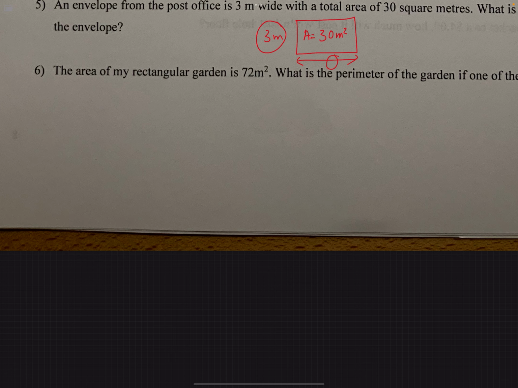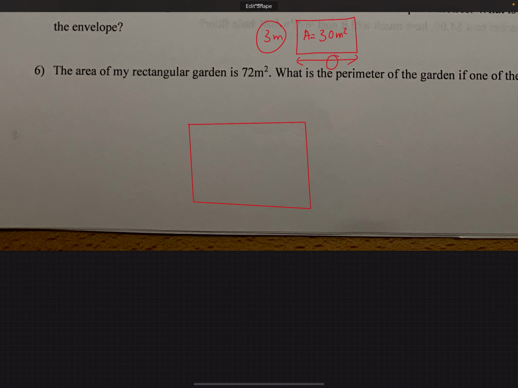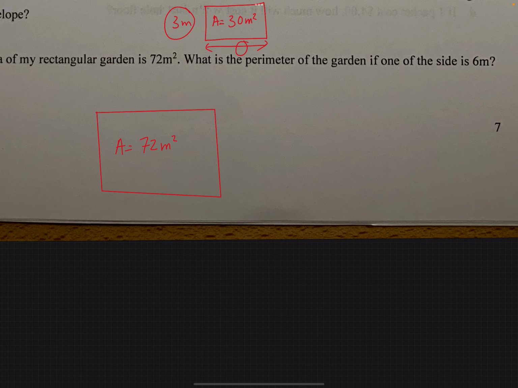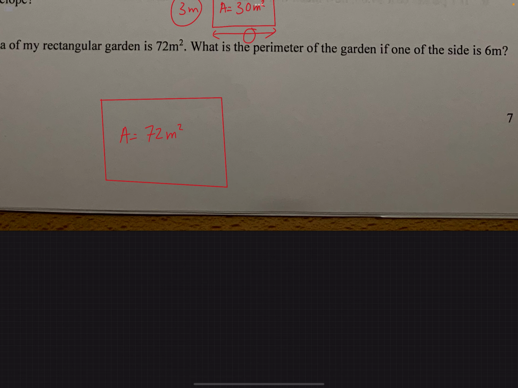Question 6. The area of my rectangular garden is 72. So you have a rectangular garden, so I draw a rectangle. That doesn't look exactly like a rectangle, but imagine that it is. Now, you have an area of 72 meters squared. What is the perimeter of the garden if one of the sides is 6 meters? So let's say this one is 6 meters. This also must be 6. It says find the perimeter.